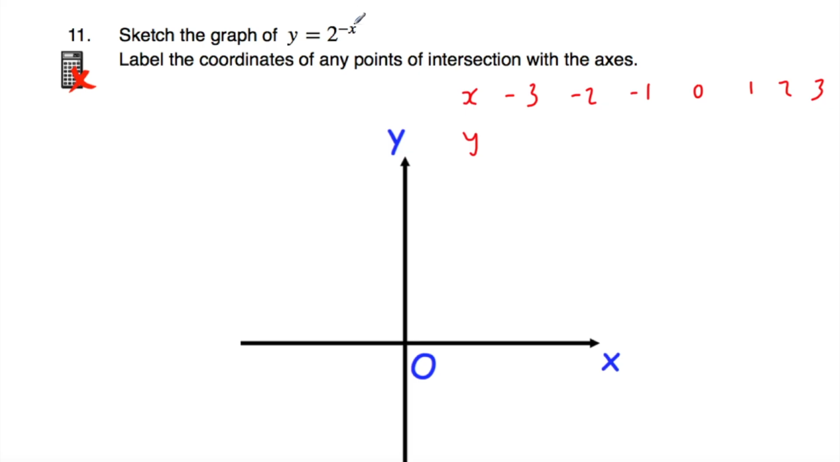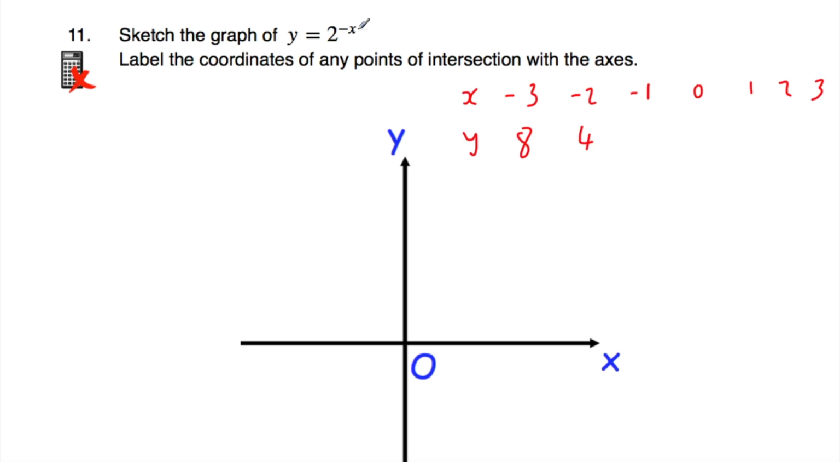Well, -3 is going to be to the power of 3, so we've got 2 to the power of 3. And 2 to the power of 3 is equal to 8, so it'd be 8. So it's going to be -3 across and 8 up. Whenever x is equal to -2, we're going to have 2 to the power of -2. Well, the -2 is just going to make it 2, so it's going to be 2 squared, which is 4.